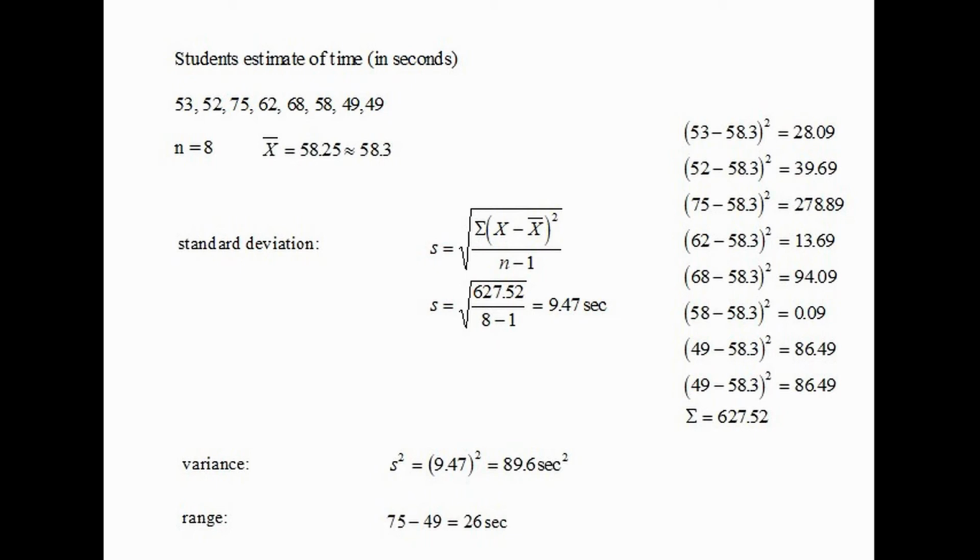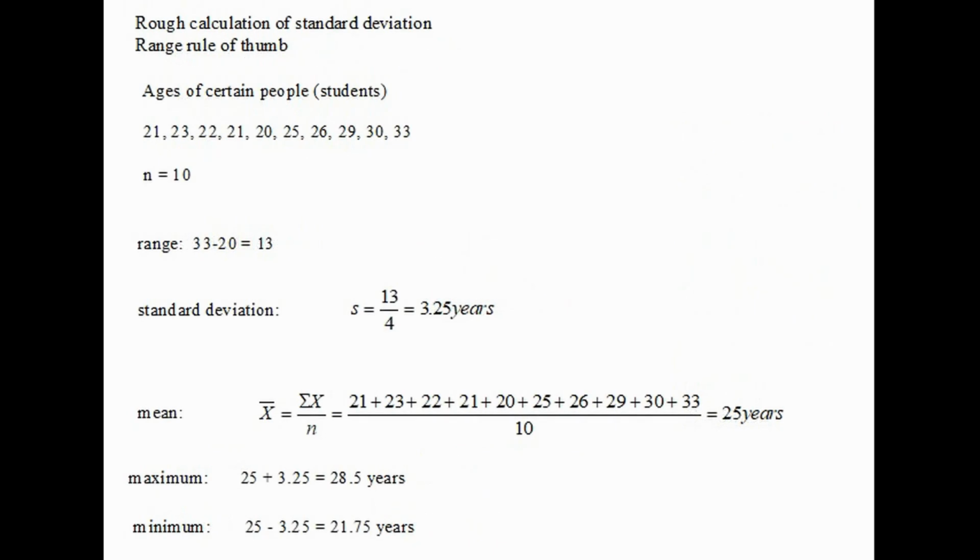One final calculation is the range. Again, it's simply take the highest element, subtract the lowest one, and that gives us 26 seconds. There must be an easy way of calculating standard deviation, and sure enough, this is called the range rule of thumb, and it gives us a very rough calculation of standard deviation.